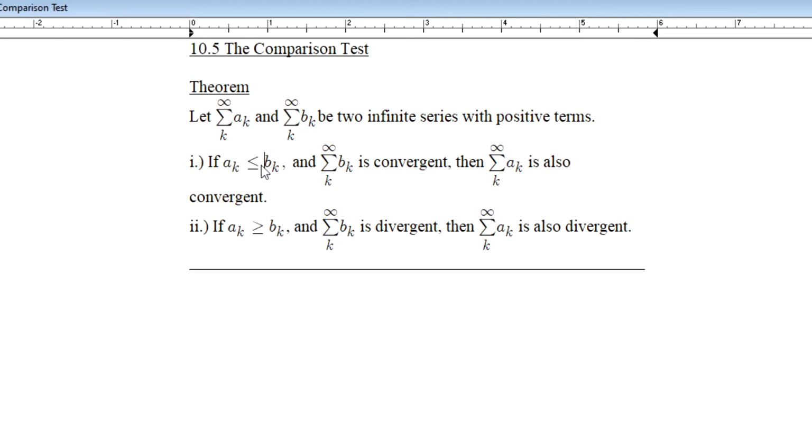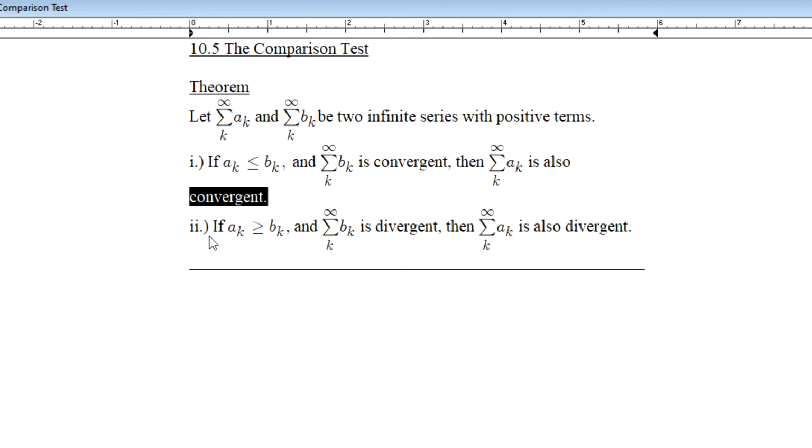If the terms of a sub k are less than or equal to b sub k, and it's so that b sub k is convergent, what must also be true is that our given series a sub k is also convergent. If we're comparing to a series that we know is convergent, and the terms of our given series are always smaller than the terms in that convergent series, what we can conclude is that our given series must also converge. That's the first part of the comparison test.